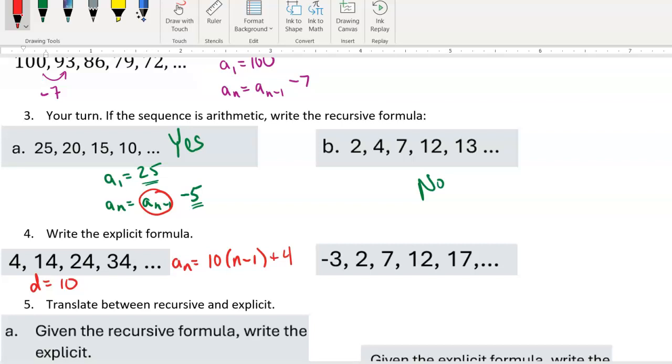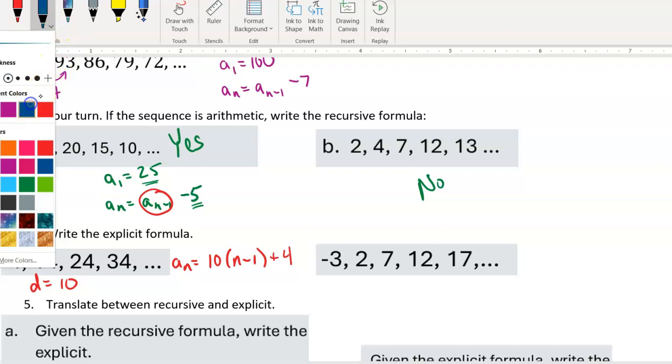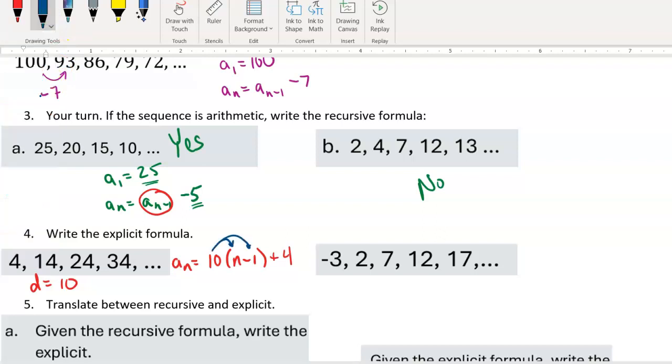You can leave it like that. Now, if they ever asked you to simplify it, you would distribute the 10 through the parentheses, so we'd have 10n minus 10 plus 4, and then combine like terms. Negative 10 plus 4 would be negative 6. So if it says to simplify it, then we would simplify it to get this answer. If it doesn't say anything about simplifying, we could leave it in that form.